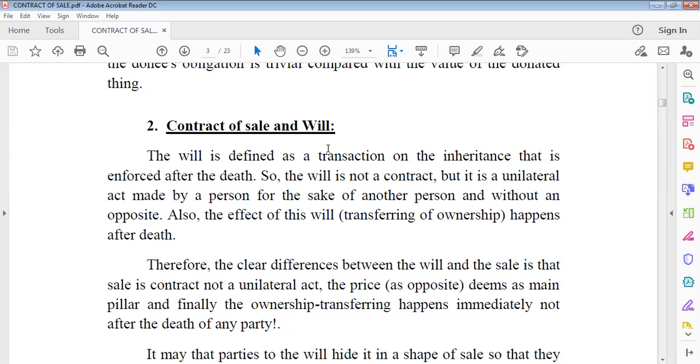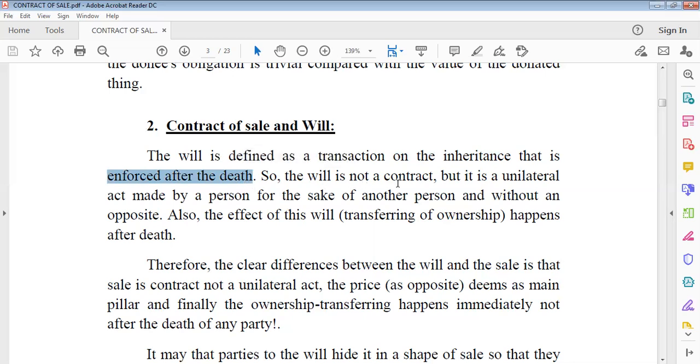Now, the will is defined as a transaction on the inheritance that is enforced after the death. يعني الوصية تعتبر عبارة عن تصرف في التركة مضاف إلى ما بعد الموت. زي لما يجي يقول لفلان إني أوصي لفلان بمبلغ من المال بعد وفاتي. The transaction here happens on the inheritance of that person, it has a relation to his estate, but this will would be enforced after his death. تتنفذ and implemented after the death of the willer, الشخص الموصي.